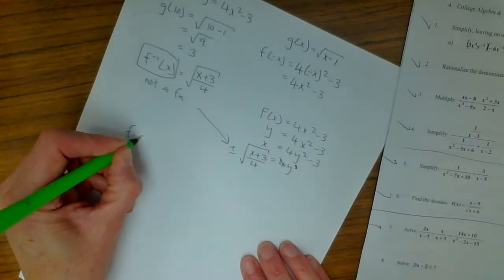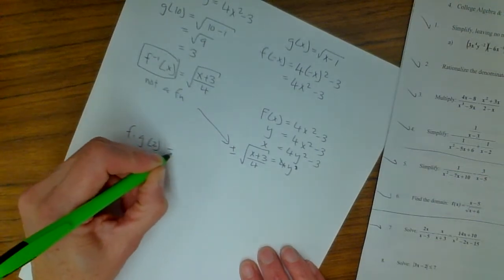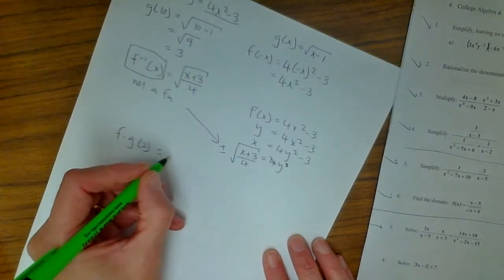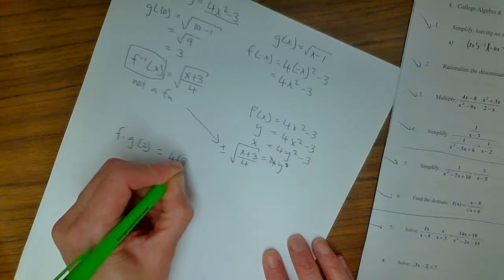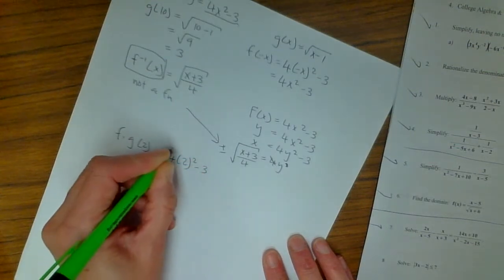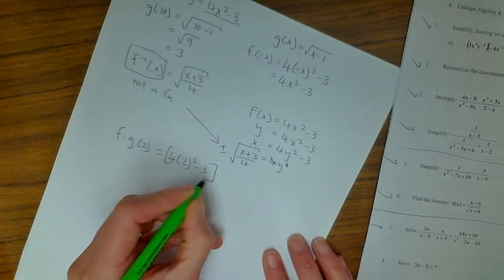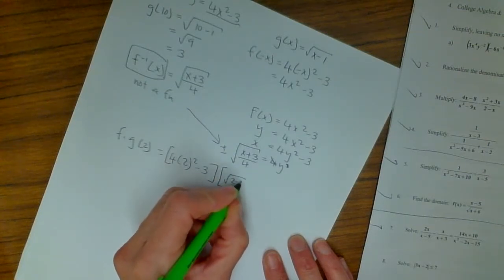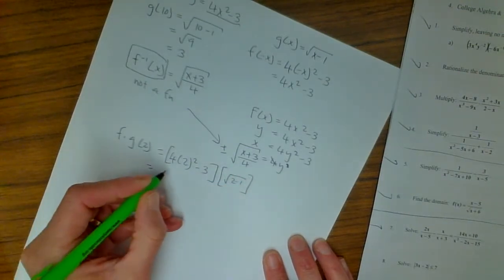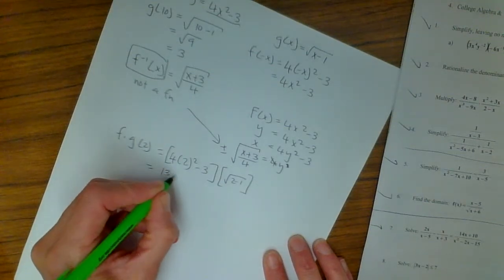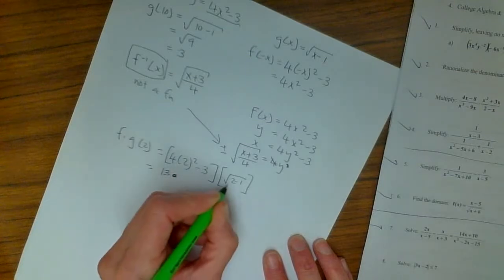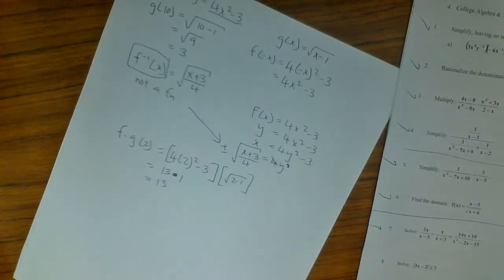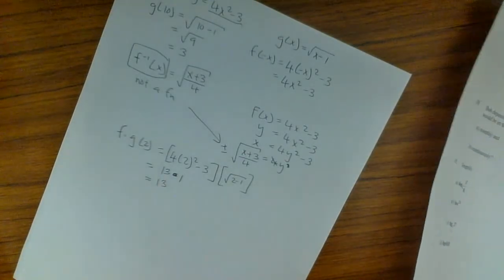D, f times g of 2 means take f of 2, which is take this function and replace x with 2. So it's 4 times 2 squared minus 3 times g of 2, which is the square root of 2 minus 1. So it's 4 times 4 is 16, minus 3 is 13, times the square root of 2 minus 1, which is the square root of 1, which is 1. So f times g of 2 is 13.